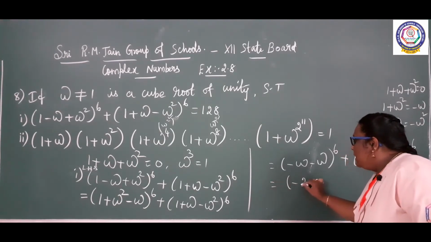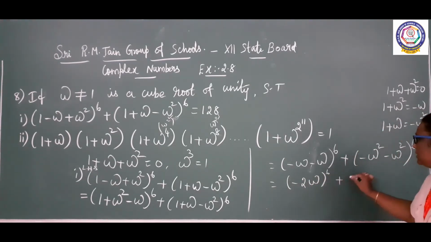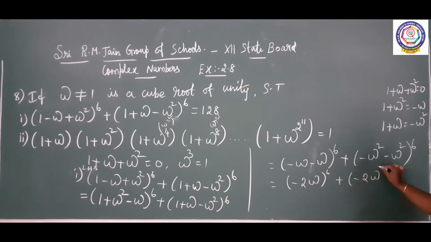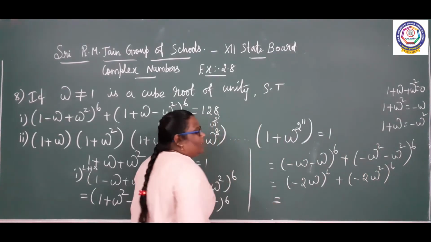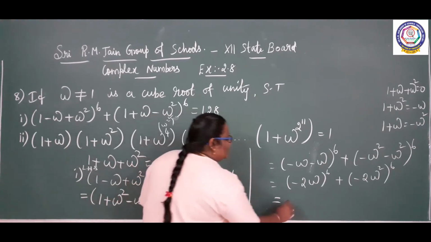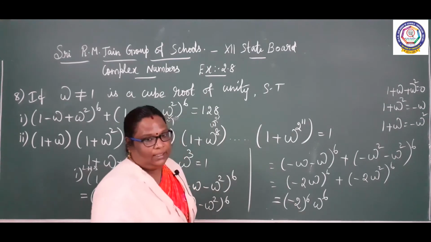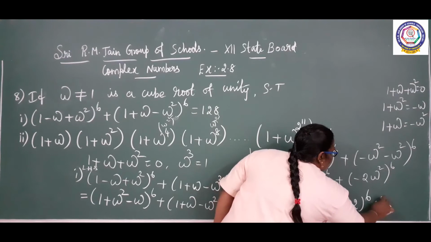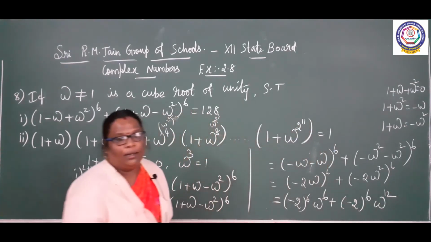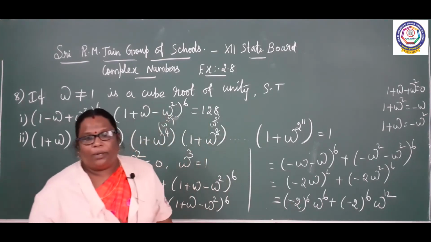Minus 2 omega whole power 6 plus minus 2 omega square whole power 6. See here, what is the value? Minus 2 power 6 omega power 6 plus minus 2 power 6 omega power 12. Minus 2 power 6, you can take it commonly out.